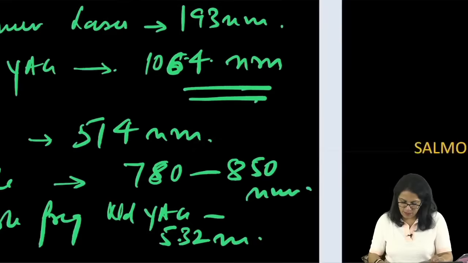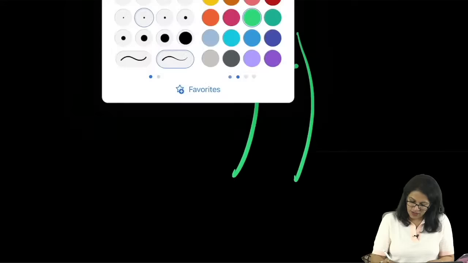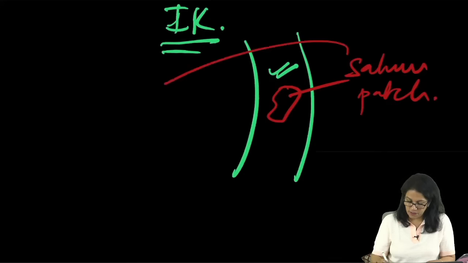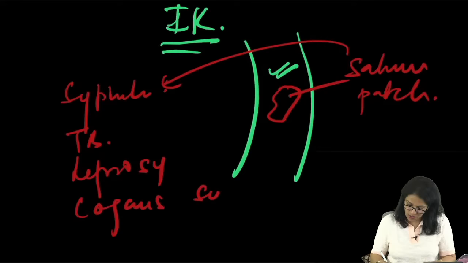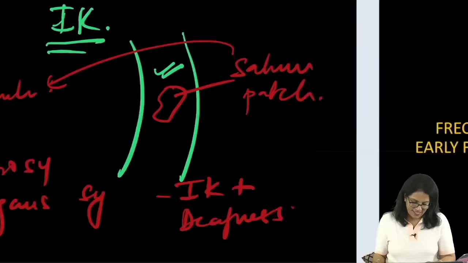Salmon patch is a feature of syphilis. So we'll not forget that. We are talking about interstitial keratitis. Interstitial keratitis is any keratitis where only the stroma is involved. I hope you all remember this. When there is a patch of bleeding, this is what is Salmon patch. And what are the other causes, apart from syphilis? In syphilis we find Salmon patch. Other causes you should remember, it can be tuberculosis, it can be leprosy. And don't forget Cogan syndrome. What was Cogan syndrome? It is interstitial keratitis with deafness. This is what is Cogan syndrome. Right. We next talk about next point.